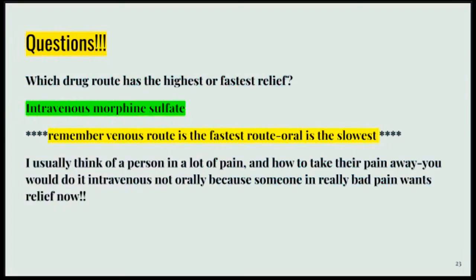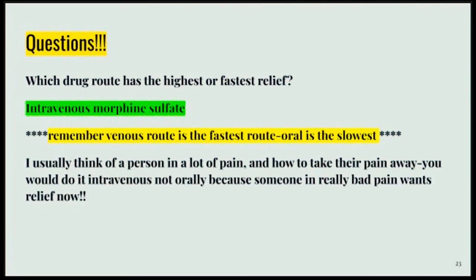Which drug route has the highest or fastest relief? Which one is it? Drum roll. And it's intravenous morphine sulfate. Intravenous, that's all you gotta know. Intravenous is the fastest route. It's going to go into the blood. You don't have to wait 30 minutes or whatever so that the medication could go in there and dissolve and do all that fun stuff. It's going to go in there.